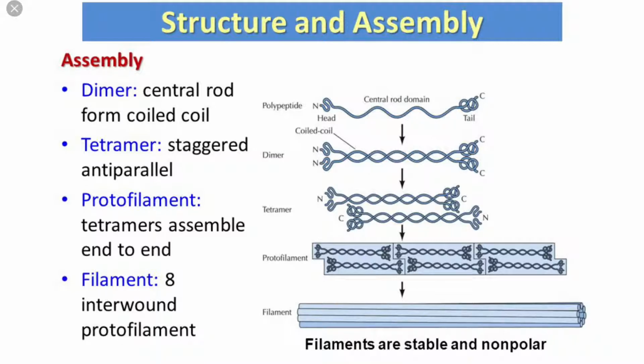A tetramer is two of the dimers put together, but they're not exactly lined up. After the tetramers are complete, they'll create a protofilament, where the tetramers will assemble end to end, as you can see in the fourth row down. After the protofilament is created, 8 protofilaments are taken and interwound to create a filament, as you can see at the bottom. Unlike microtubules and microfilaments, intermediate filaments are stable and nonpolar, which means that it doesn't matter if it's added to the positive or the negative end, or plus or minus.